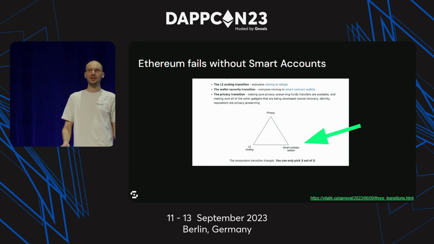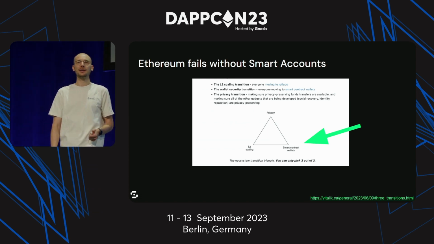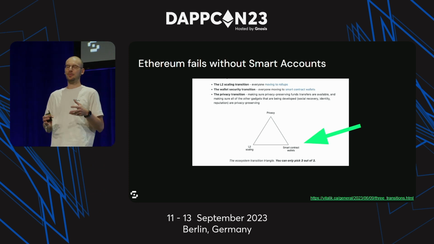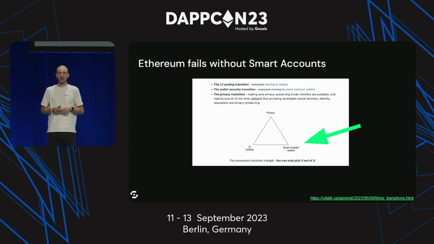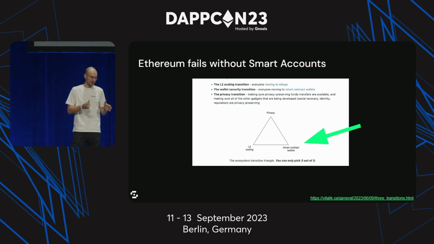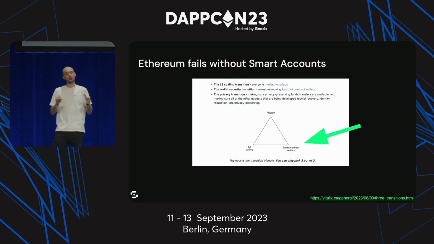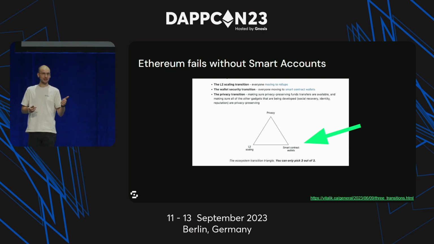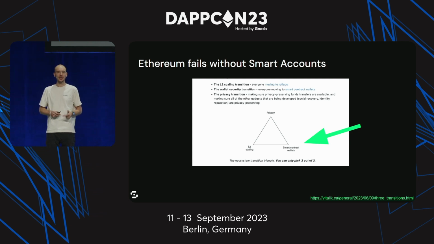A motivation from a little bit of a different angle is the following. There's this popular article by Vitalik explaining the three transitions that Ethereum has to do in order to migrate from this experimental piece of tech towards something more mature. One transition is scaling by moving to L2s and rollups. The second one is actually the wallet security transition, everyone moving to smart contract wallets, smart accounts. And the third one is the privacy transition, which refers to that all transactions need to be done in a privacy-preserving manner if the user intends to, and actually not only the base transactions, but all gadgets that build on top of that.